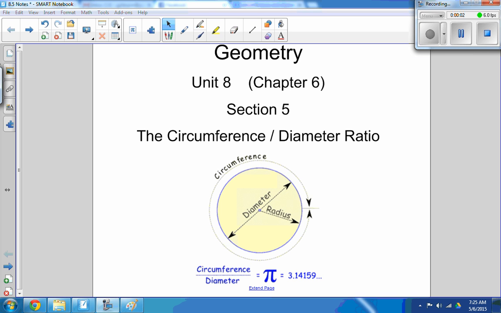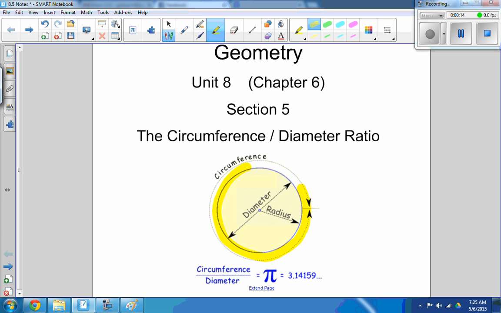Geometry, Unit 8, which is Chapter 6 of the book, Section 5, the circumference and diameter ratio. Now, as you can see in this picture, the circumference is the physical distance around the circle. The diameter goes from one point to another point, going through the center of the circle, and the radius goes from the center of the circle to a point on the circle.